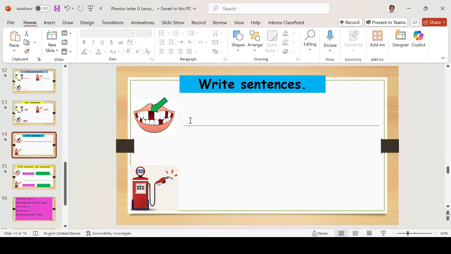It is a gap. Pause the video and write it is a gap. Remember, you start with your uppercase, you put your finger space, and then you put a full stop. So pause the video and write it is a gap. When you are done, we are going to write the second sentence.